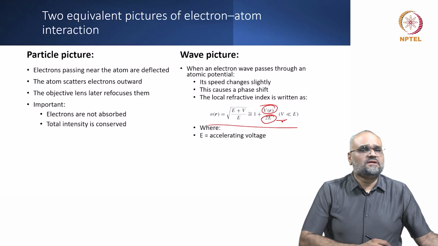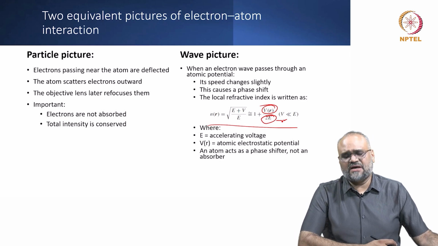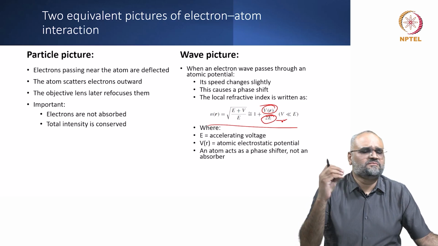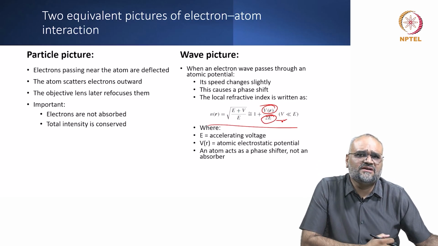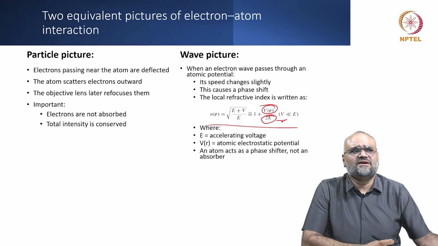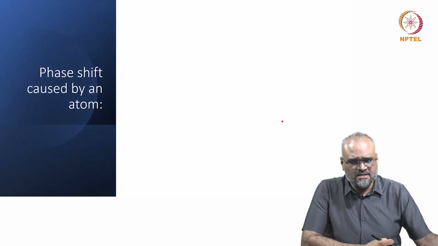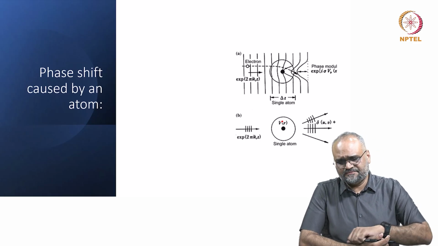Now, that is what I was just mentioning. The atom now acts like a phase shifter, but not really an absorber. I think in one of my earlier lectures, I've introduced this concept already, called the electrostatic potential. We'll look at it once more. So if I want to understand the phase shift that is caused by an atom, let us look at this picture.